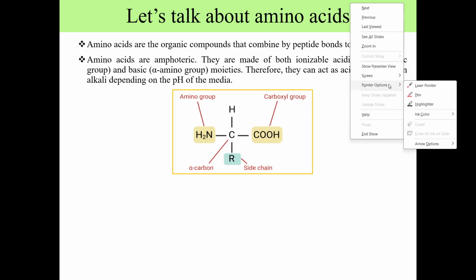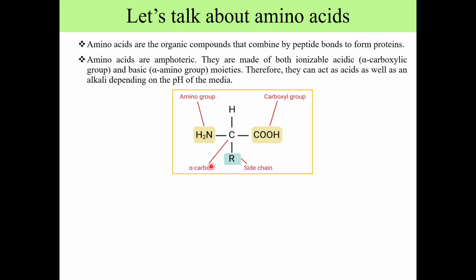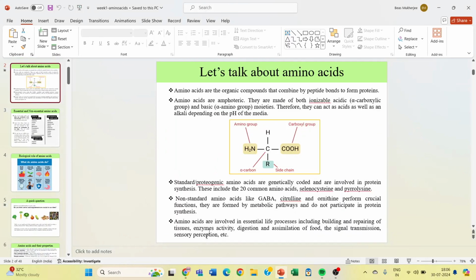Now, why is this name given? You see, this is how the molecule looks. So, there is a C carbon which is called the alpha carbon, and to the alpha carbon this carboxylic group is attached and the amino group is also attached, and therefore this is called an amino acid.